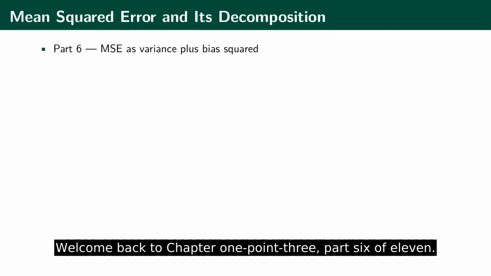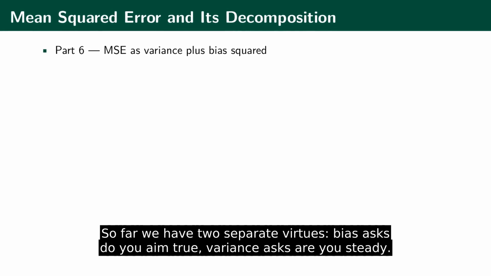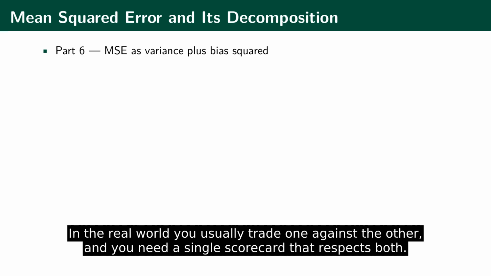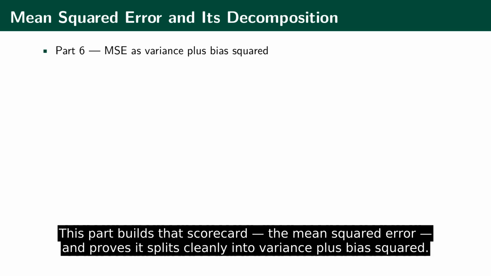Welcome back to Chapter 1.3, Part 6 of 11. So far we have two separate virtues. Bias asks, do you aim true? Variance asks, are you steady? In the real world, you usually trade one against the other, and you need a single scorecard that respects both. This part builds that scorecard, the mean squared error, and proves it splits cleanly into variance plus bias squared.